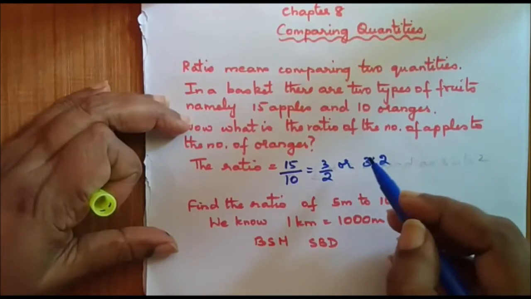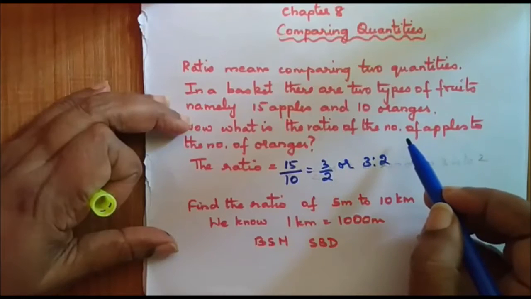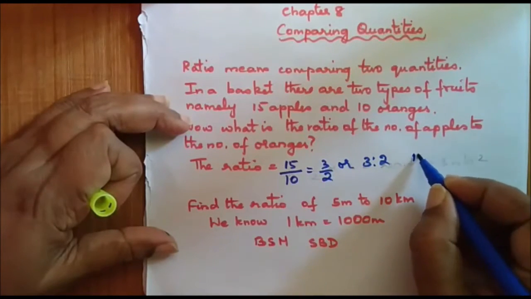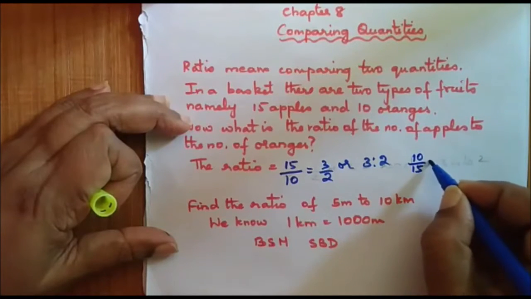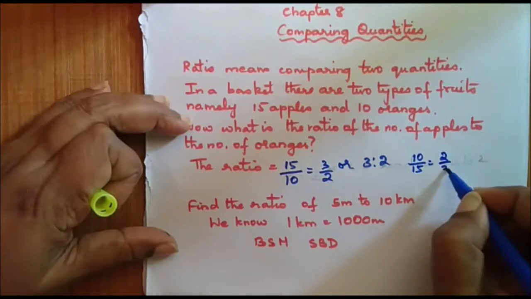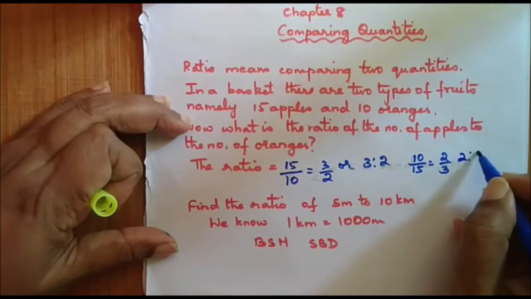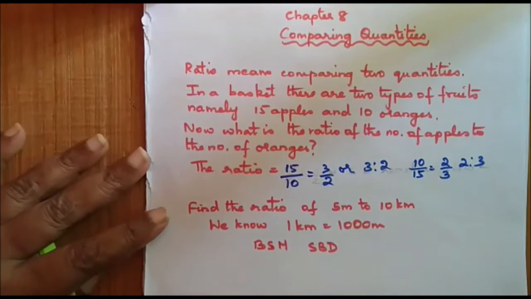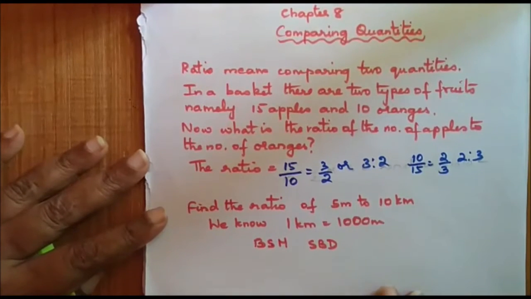Suppose we have been asked the ratio of the number of oranges to apples. How will you write? That will be 10 by 15, which is equal to 2 by 3, or 2 is to 3. I hope you understood it. We have been asked apples to oranges, so we wrote it as 15 by 10.